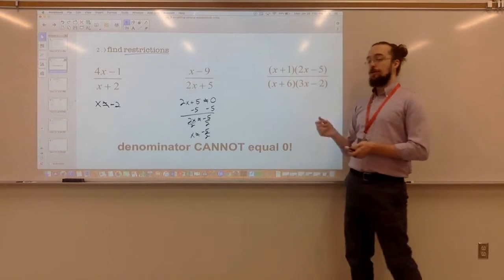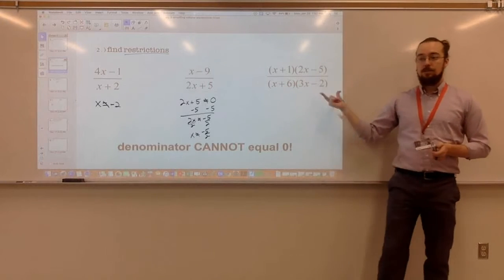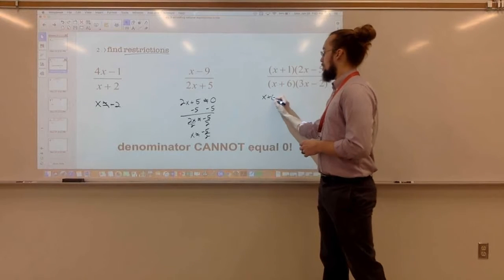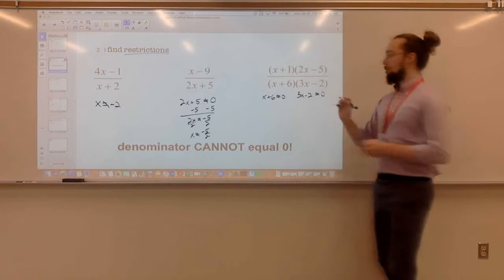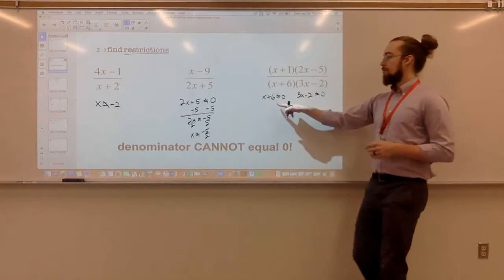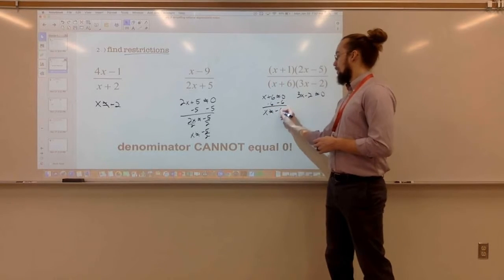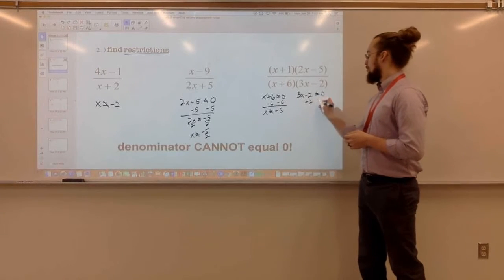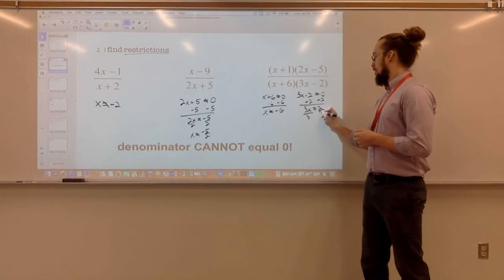But here, I just want to find the restrictions. So what I'm going to do, I'm going to take every factor and say that factor cannot equal 0. Right? So I'm going to say x plus 6 cannot equal 0, and 3x minus 2 cannot equal 0. So here, right, if I just subtract the 6 over, we get x cannot equal negative 6. And then here, add the 2, divide by 3, and we get x cannot equal 2/3.